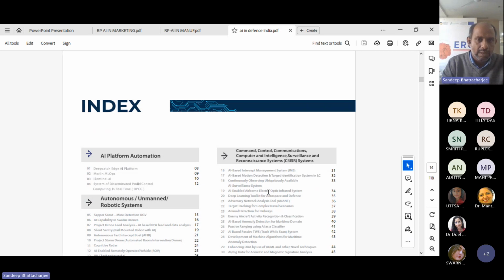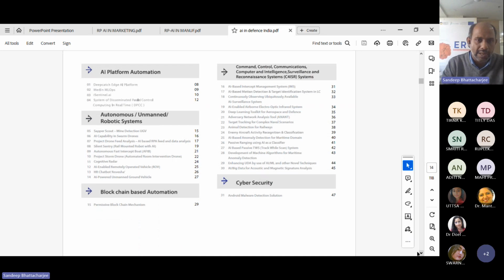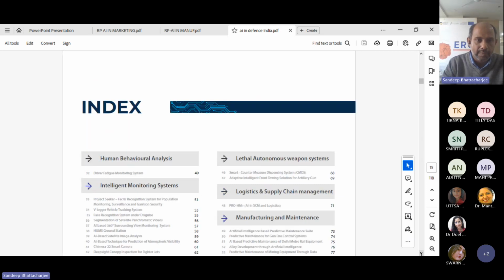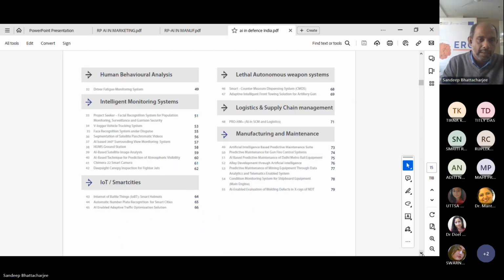Then you have command, control, communication, computer, intelligence, surveillance and reconnaissance systems, which are in the process of development. We have blockchain automation. Government is putting a lot of money to automate blockchain and, of course, bring it under government control. Then you have cyber security, human behavioral analysis, intelligent monitoring systems, and IoT or smart cities. The government is planning in these areas also.